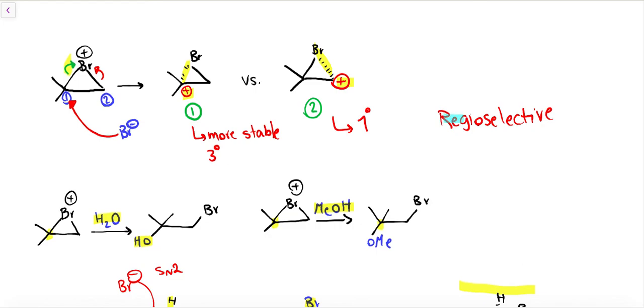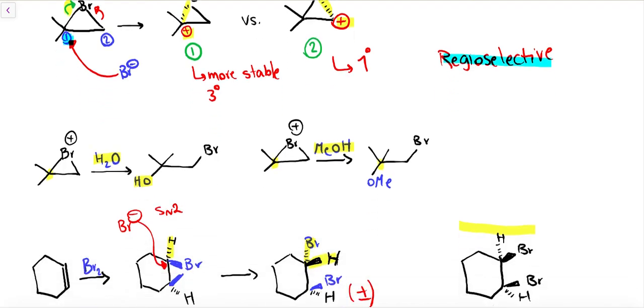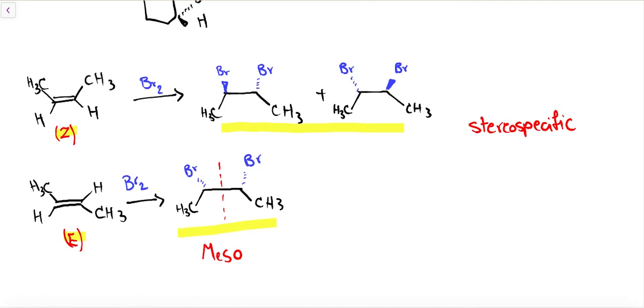The reaction is also regioselective, meaning that the attack for the second step happens at the more substituted carbon, because the positive charge formed can be more stabilized. And lastly, we said that the reaction is also stereospecific. So depending on if you start with Z or E alkene, you're going to get different stereoisomers.